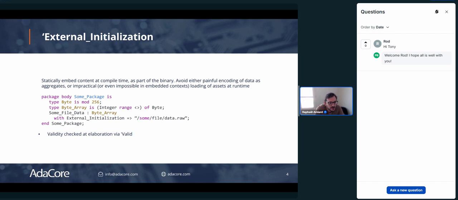So this is a solution where you annotate your code and you can initialize a variable, in this example, some file data variable, with an aspect, which is External_Initialization, and you pass it a file, and the variable will be initialized in the binary with the content of the file. The validity of the given variable is checked at elaboration via the 'Valid attribute automatically, so that you don't have to do it. For the moment, this aspect only works for simple data types, basically arrays of built-in scalar types or character types, and that's all.